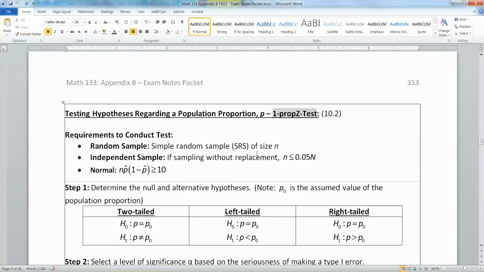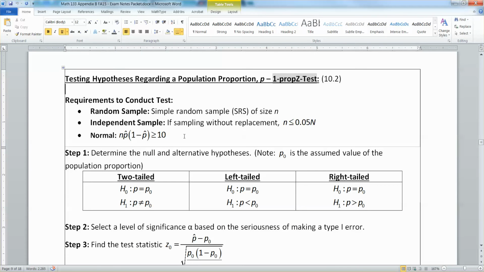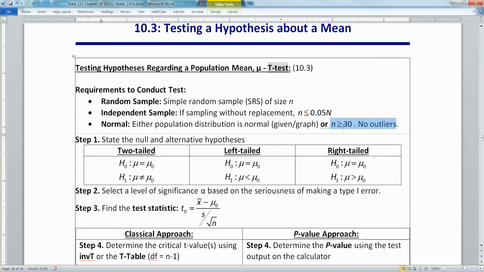Now let me go back just so you can see. This is the hypothesis test for a proportion. Proportions need n times p times 1 minus p to be greater than 10. The other two requirements are still the same. But here, just 30 is plenty.